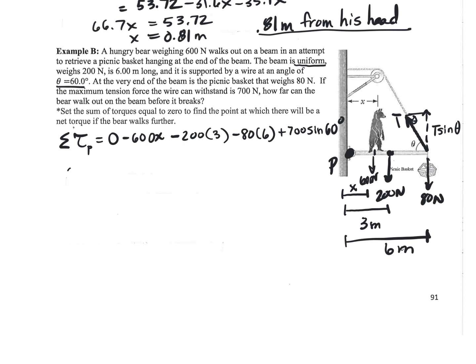So we get 600x on this side, and we just sum up the rest of them. So we have negative 600 minus 480 plus what? 700 sine 60? Yeah. That's what, 350? Oh, 606.2. So I'm going to take that 606, subtract 600 from it, subtract 480 from it.